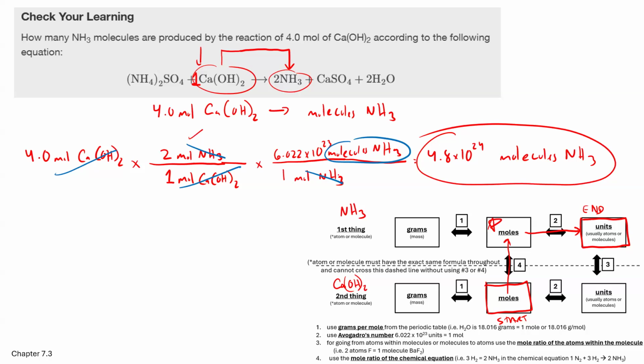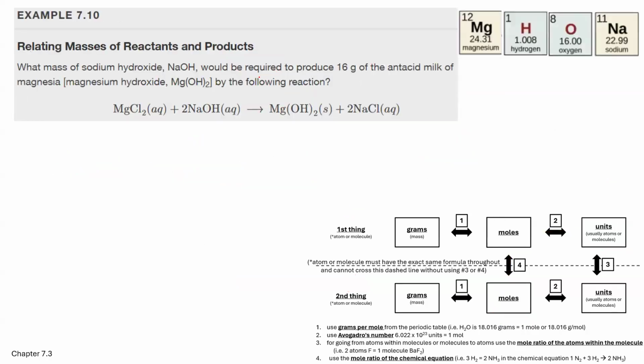Again, stoichiometry problem. What is the centerpiece here are the mole ratios, and that's coming from these numbers in front of those reactants or products. Let's check it out. Okay. What mass, and let's write this out again. Let's find a spot to write this. Okay, what mass of sodium hydroxide would be required to produce 16 grams of the antacid milk of magnesia, which is magnesium hydroxide. So let's do it.